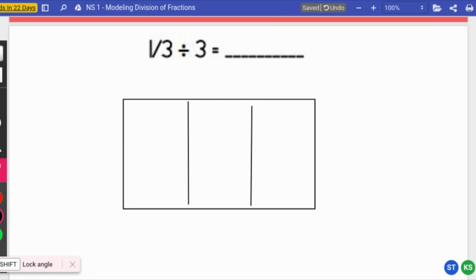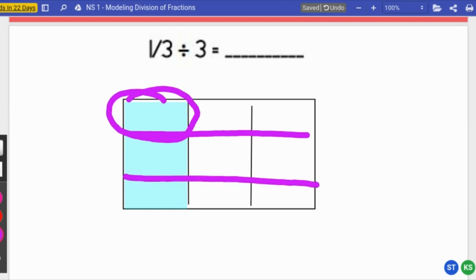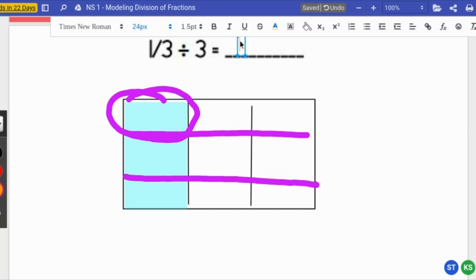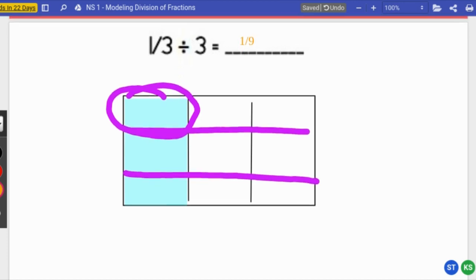Okay, I have my whole and it's divided into thirds. I only have 1/3 of the whole thing. So I'm going to shade in the 1/3 that I have, and then I am going to divide it into 3 equal groups. And I'm going to look at how many is in a group. So I have 1 piece in each group, and that piece is now 1/9 of the whole thing because my whole is divided into 9 equal size pieces now. So 1/3 divided by 3 is 1/9.